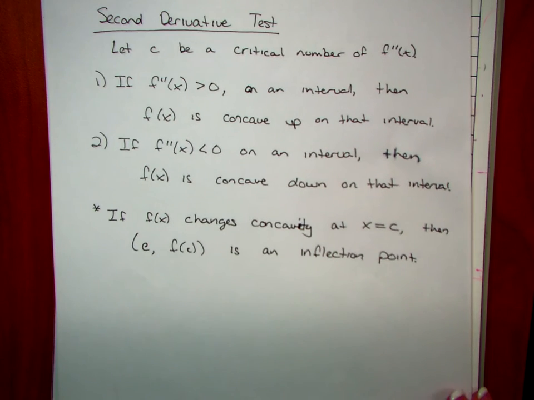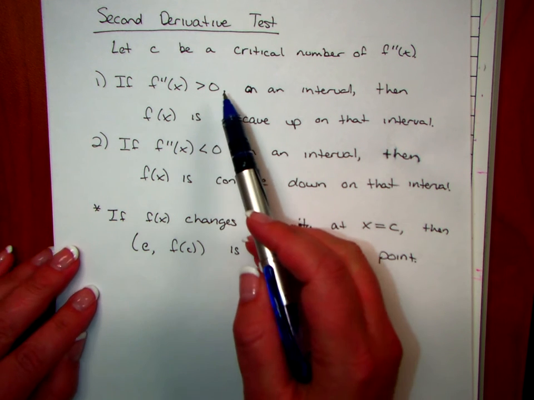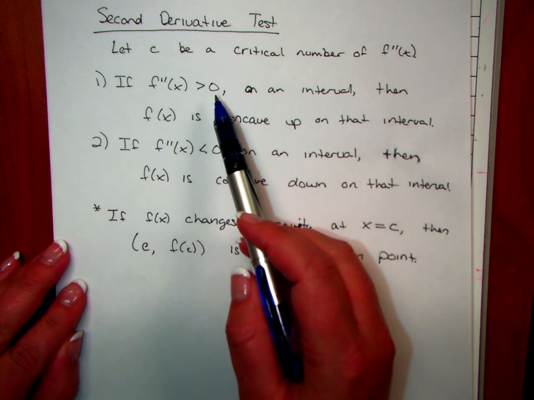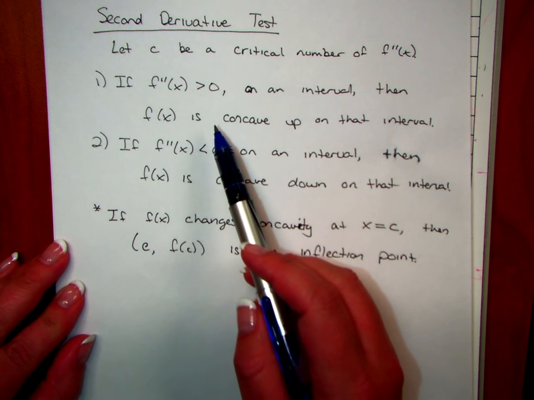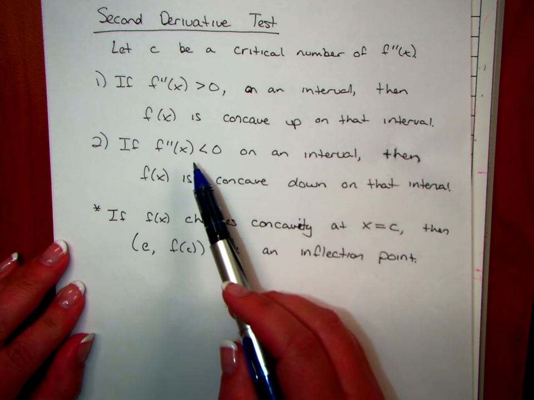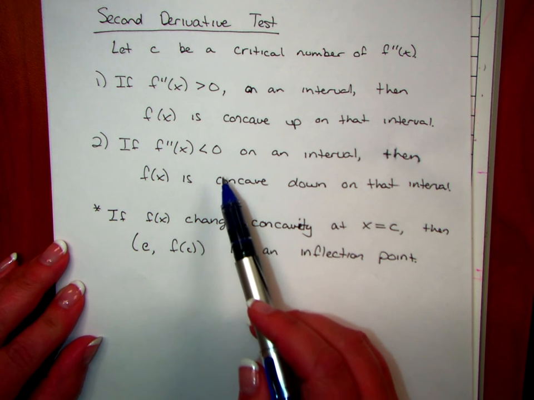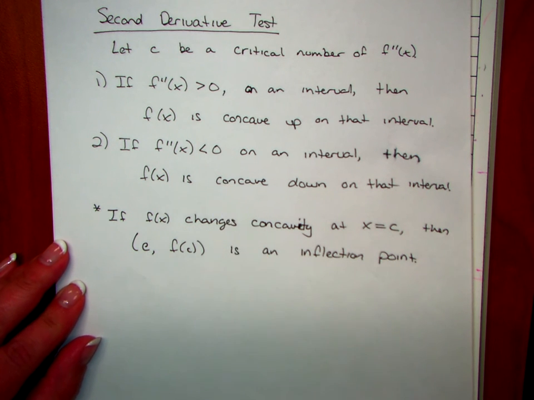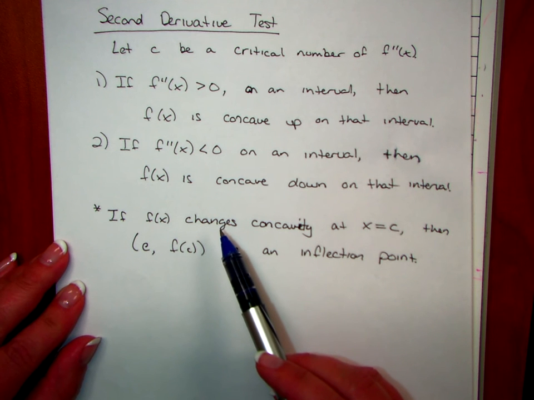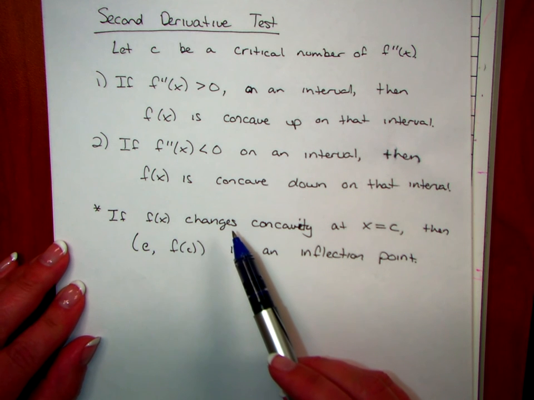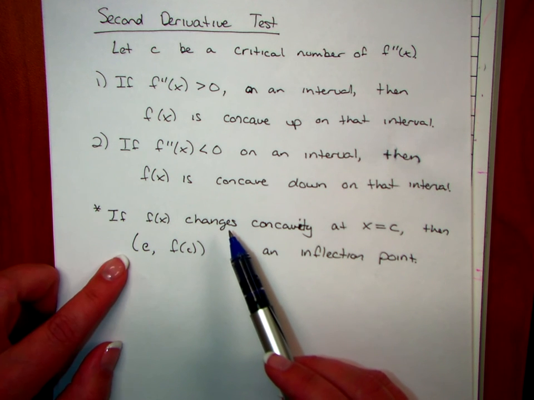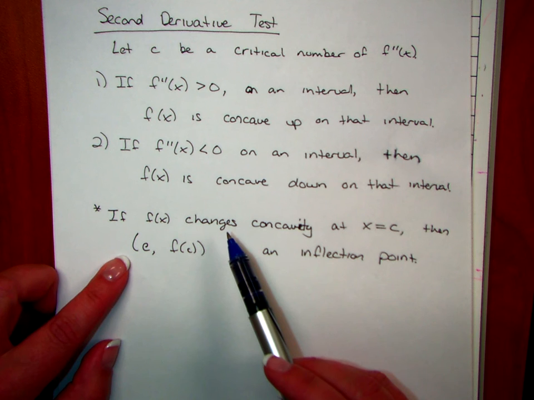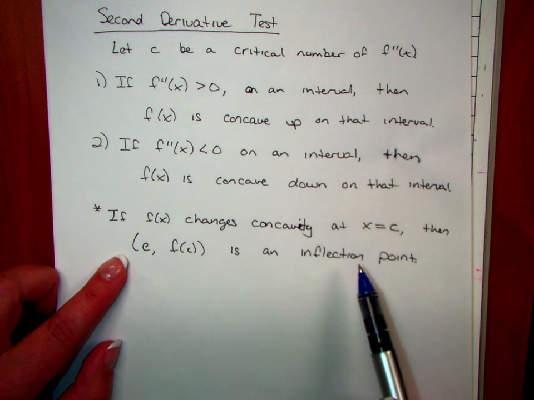So we're going to find the critical numbers of the second derivative. If the second derivative is positive on that interval, then it's concave up. If the second derivative is negative on that interval, then the original function is concave down. And points where the graph changes from concave up to concave down are called inflection points.